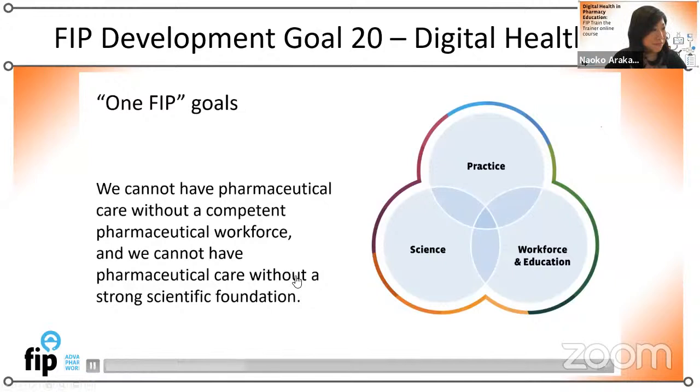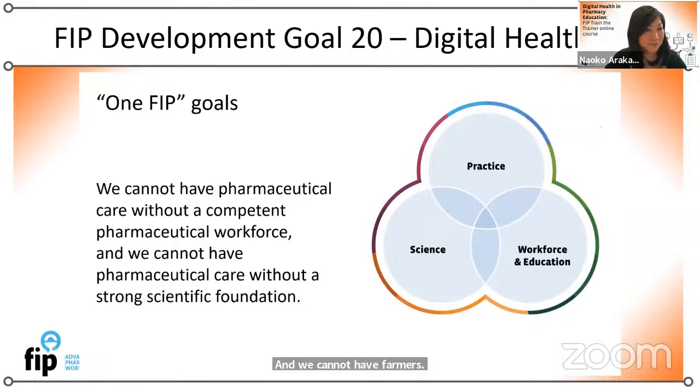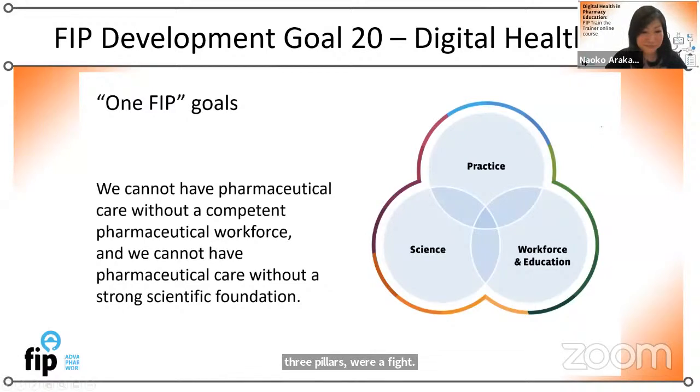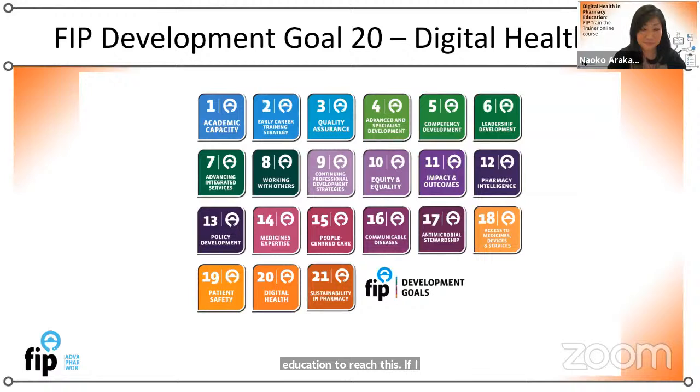And we cannot have pharmaceutical care without a strong scientific foundation. And here are the three pillars FIP stands on, which are practice, science, and workforce and education. To reach this, FIP over the years has developed specific goals which encompass all our daily practice in all domains.